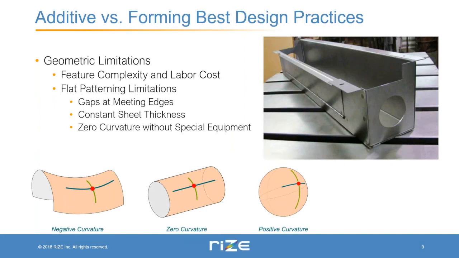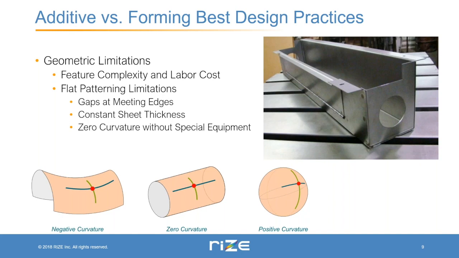So now to compare best design practices for additive versus forming, we'll look at a few of the geometric limitations. These include the feature complexity and labor cost involved in forming. As I mentioned, additive can have fairly fine features and a lot of geometric complexity with no additional cost compared to geometric simplicity. But if you want to produce complex features or complex geometry using forming technologies, it can be very labor intensive with many separate steps, and that can be quite costly.